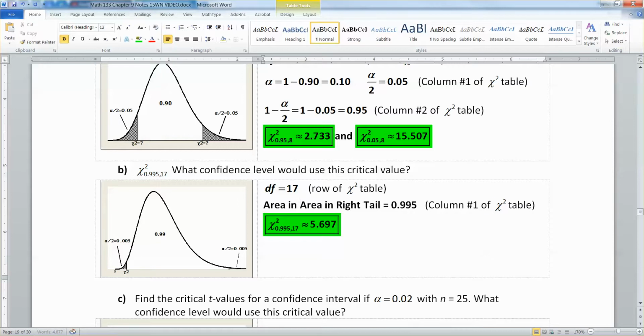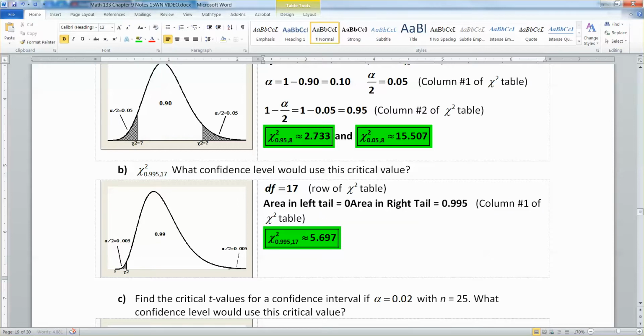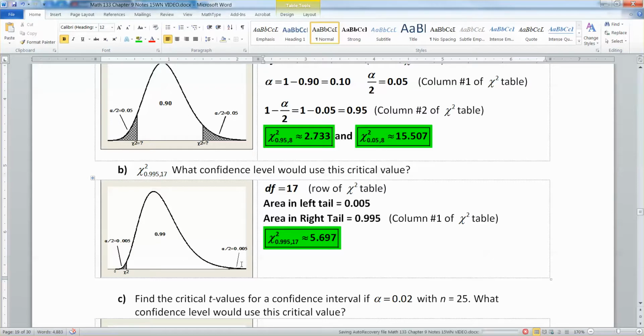The area in the left tail is 0.005. So the area in the right tail could be 0.995, that whole big white region and that little tip over there. All right, so if this is 0.005, and then the other side was 0.005, in order to make a confidence interval, you need 2 tails.